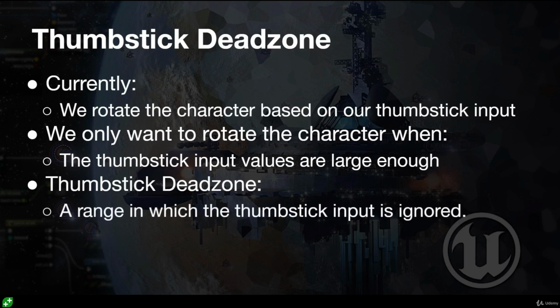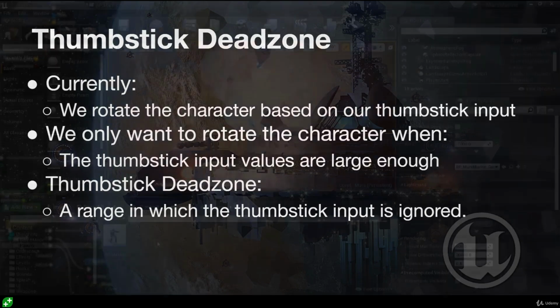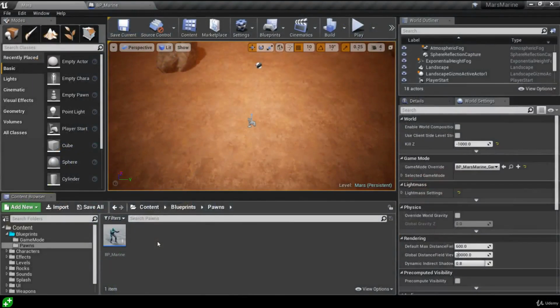So we're only going to rotate the character when the values of our thumbstick input are large enough or high enough, and if they are too low, we won't even bother calling the function that rotates our character. So how do we get started here?